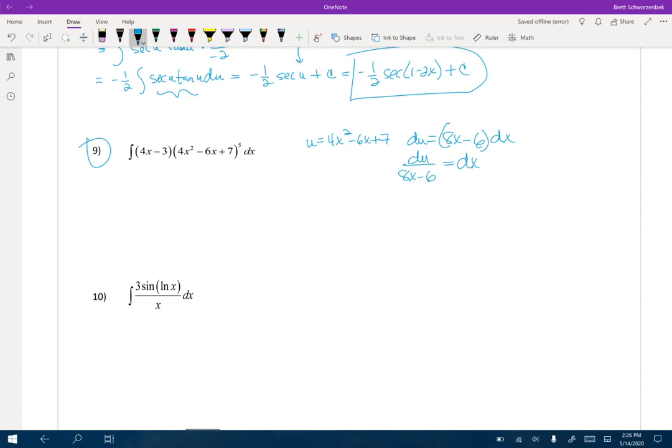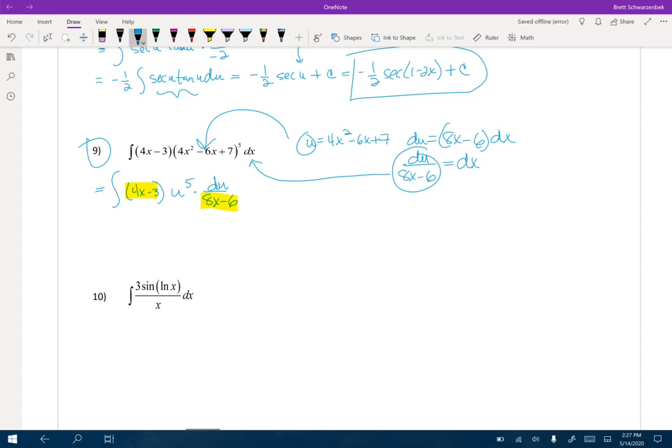Okay, so if we move on and do our substitutions, our u will end up in here, and then our du over 8x minus 6 will end up here. So we get 4x minus 3, we get u to the 5th, and then we get du over 8x minus 6. At this point, you might be looking at this and going, uh-oh, it doesn't look like we have the match we usually get. But this is where things start to get a little tricky.